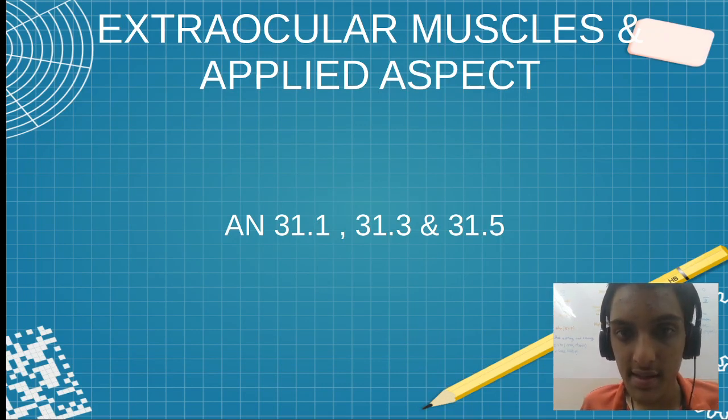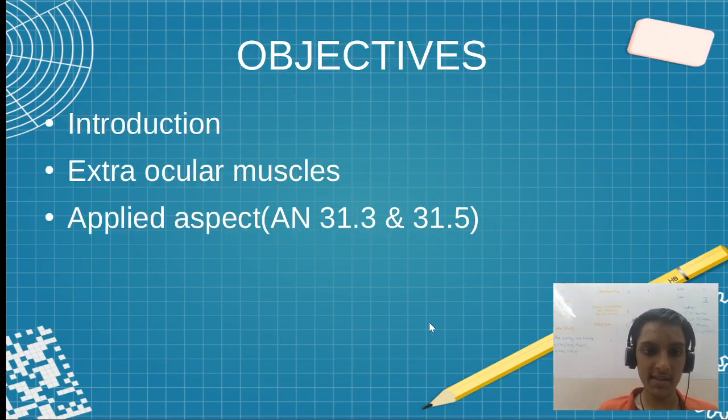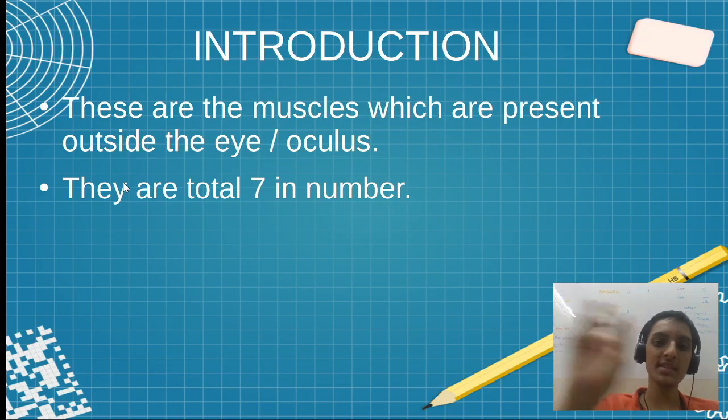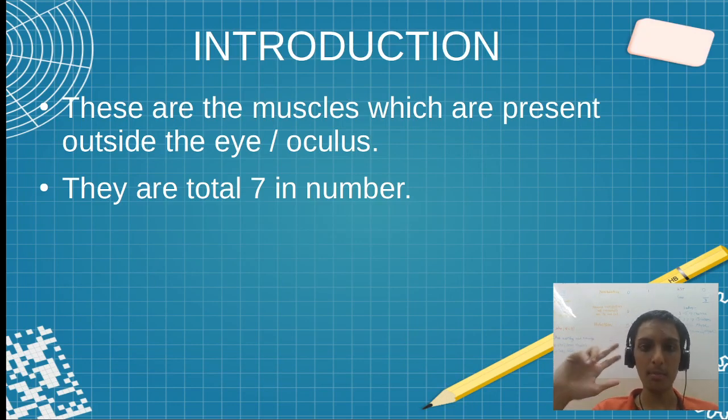Hello friends, in this video we will talk about extraocular muscles with the applied aspect. So what we will discuss: introduction, the extraocular muscles, their origin, insertion, everything, and the applied aspect. So extraocular muscles, what do you mean by it? Extra is outside, ocular is oculus or the eye, muscles, these are the structures. So the muscles which are attaching outside the eye or outside the oculus, they are called extraocular muscles.